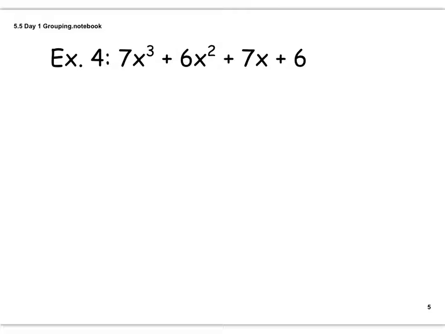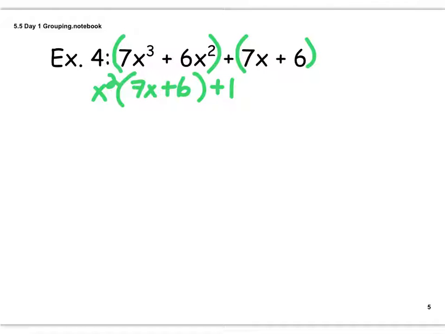All right, so for example number 4, I'm going to set up my parentheses. I've got a positive sign in between that 7x, so I can just leave that positive sign sitting there. I'm going to factor an x squared out of this left-hand side, and when I do that, I end up with a 7x plus 6. I'm going to factor a positive 1 out of this right-hand side. I can pull a positive 1 out of about anything, and I end up with my 7x plus 6 over there as well.